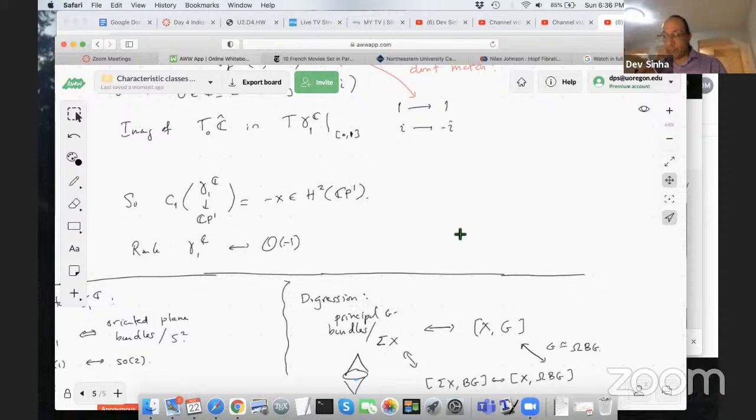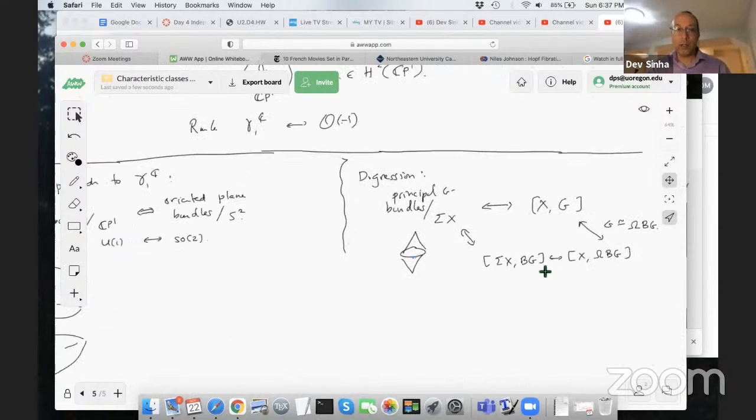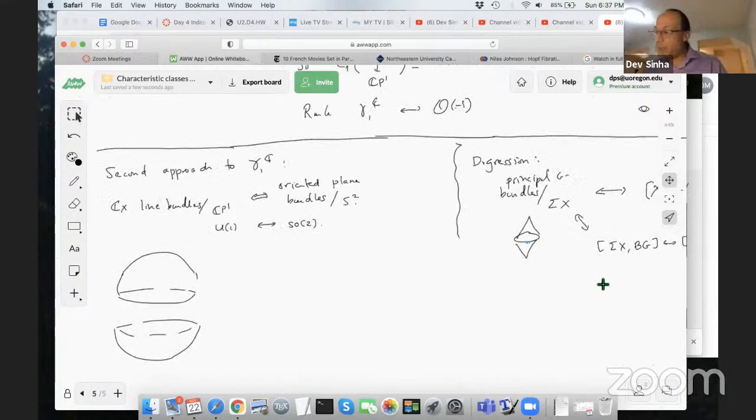And then I just need this: any oriented plane bundle or complex line bundle is going to be in one-to-one correspondence with a map from S1 to S1. And one of the first things we learn in algebraic topology is that there's a Z's worth of those.